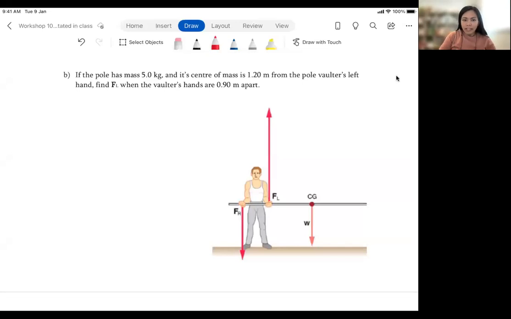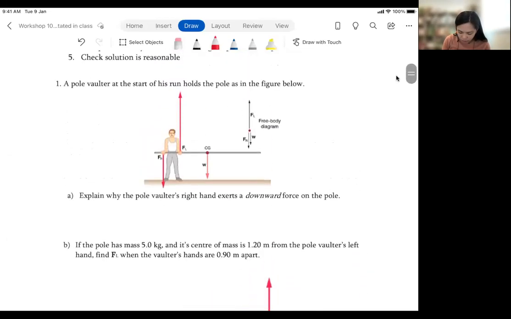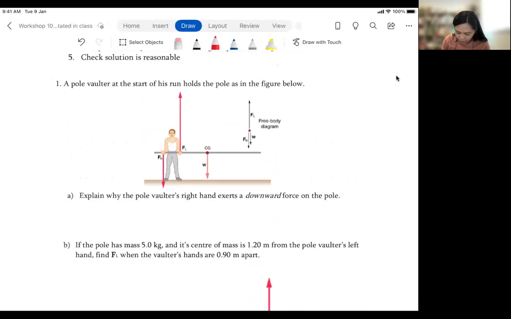Okay, so I hope you had the chance to go over the questions. And now let's look at the solutions. Here, the first question is a pole vaulter. He's holding a pole as shown in the figure here. The free body diagrams are given. So as I've mentioned earlier, the free body diagram here on the right, this one is appropriate.